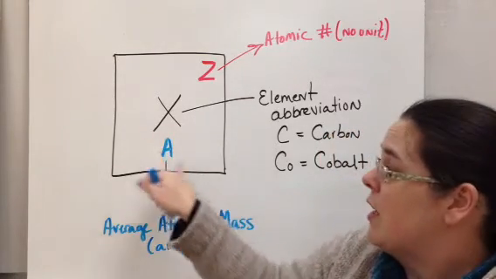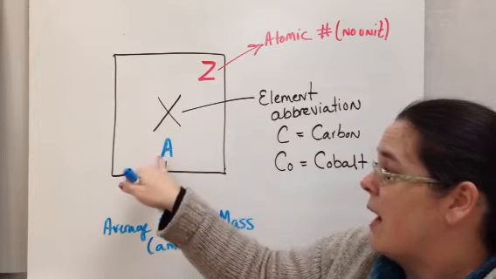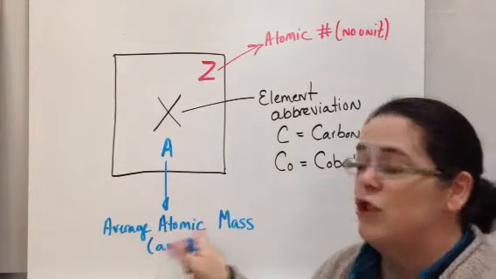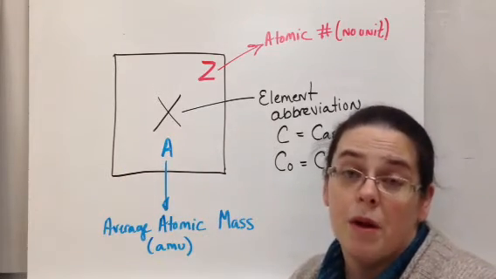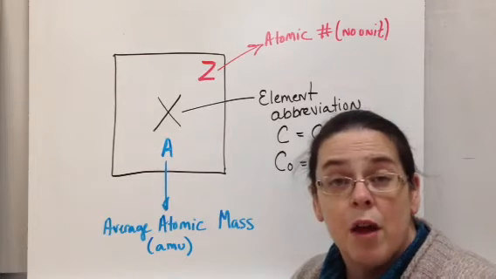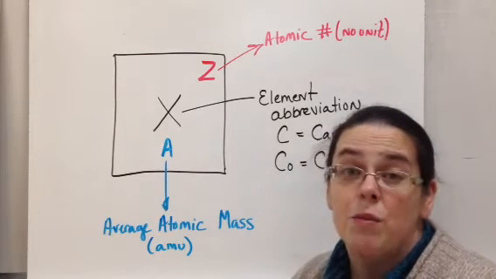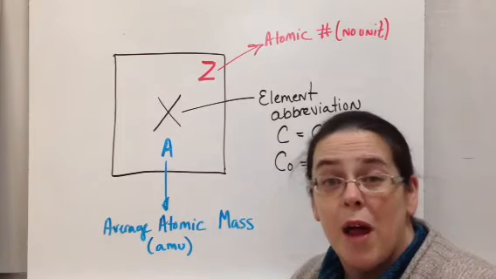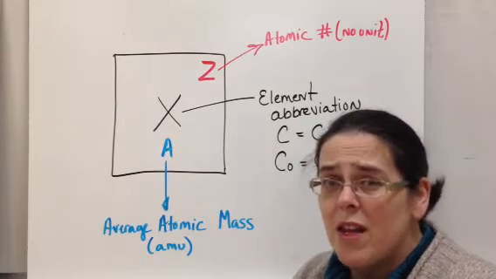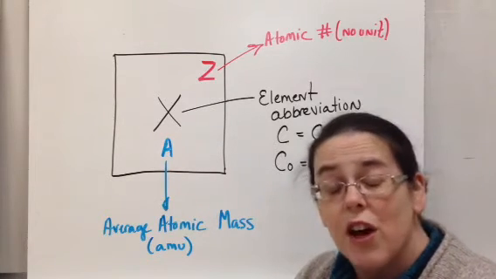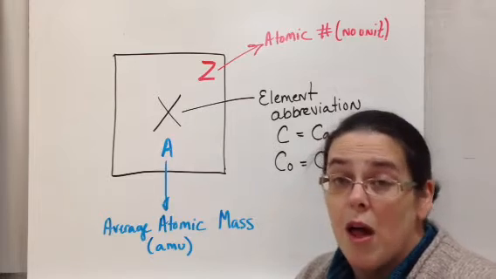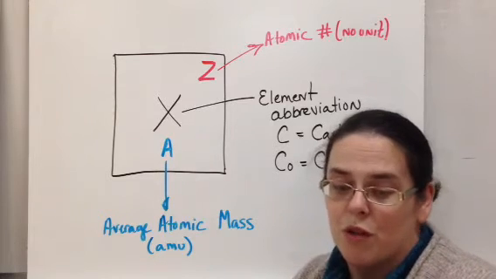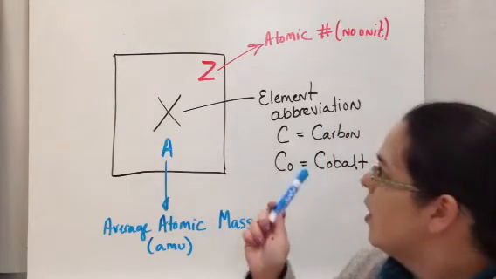And then the last part is this thing that's represented by A. A stands for the average atomic mass. You'll notice that on our periodic table, the number is a decimal number, and that's because not all atoms of an element are quite the same, there's variations. Just like there's variations in all of us, elements also have variations too, which we'll talk about in another video.